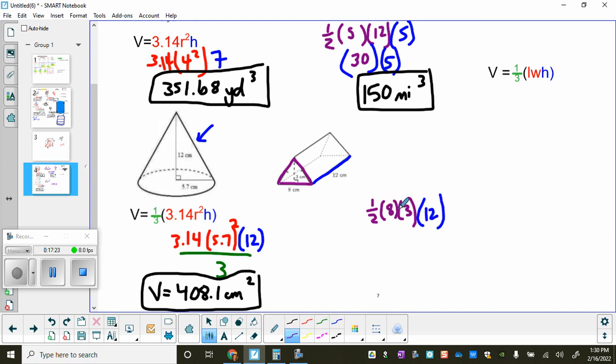Now here in purple, 8 times 3 is 24. Half of that would be 12. And then we've got times the height of the whole prism. So for this one, we end up getting 144. And this is going to be cubic centimeters.